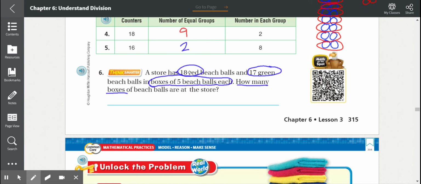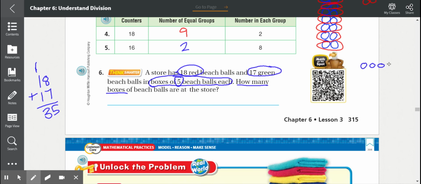So the first thing we need to do is combine the 18 red and 17 green. So we'll do 18 plus 17. We know that 8 plus 7 is 15. And 1 plus 1 plus 1 is 3. So there's 35 beach balls, and they go in boxes of 5. So let's draw groups of 5 until we get to 35. So over here where I have room, I'm going to start doing that.